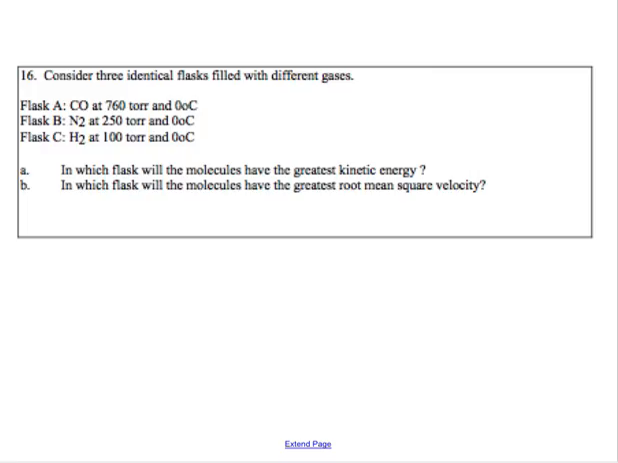Consider 3 identical flasks filled with different gases. Flask A has carbon monoxide. Notice it's got a high pressure, but they're all at the same temperature. Flask B has got nitrogen, and flask C has got hydrogen. In which flask will the molecules have the greatest kinetic energy? They're all the same. Why? Same because they're at the same temp.